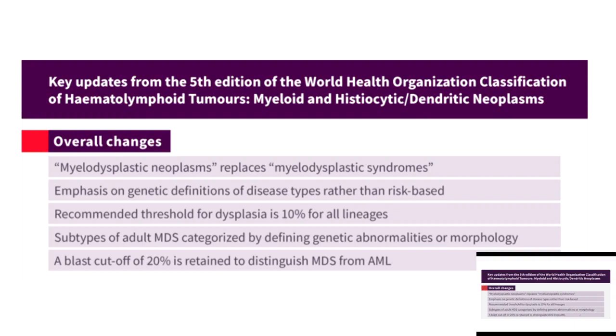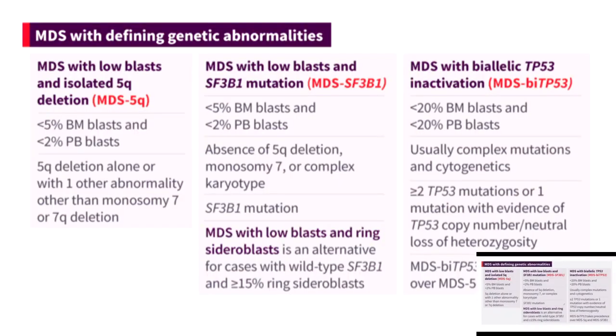Because the greatest benefit of understanding the genetic abnormality is to be able to devise more effective strategies for treating or managing the disease. And if there are different cancers that respond to the same treatment because they have the same genetic abnormality, it does make sense. But of course, we'll have to wait and see what happens in the future. For now, these are the myelodysplastic syndromes or neoplasms that have defining genetic abnormalities.